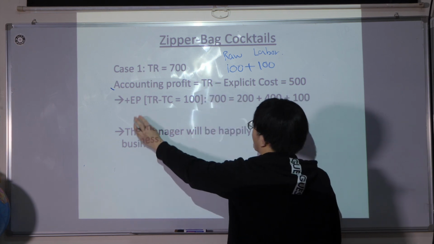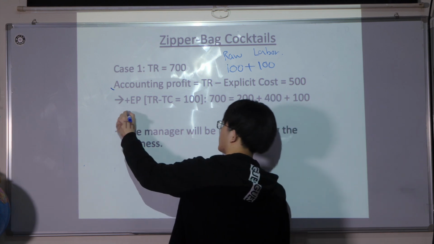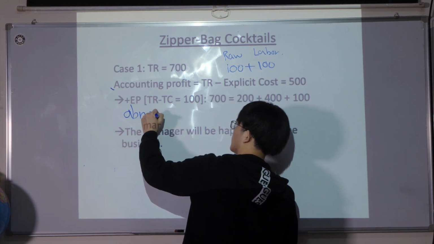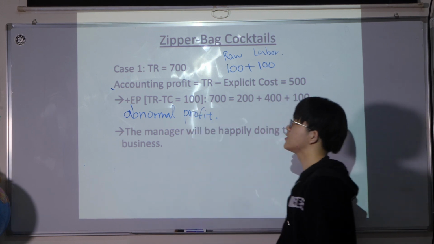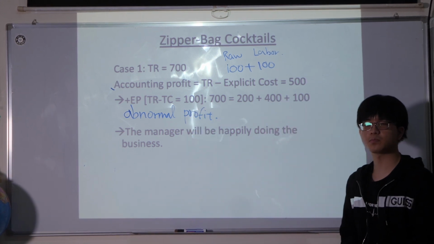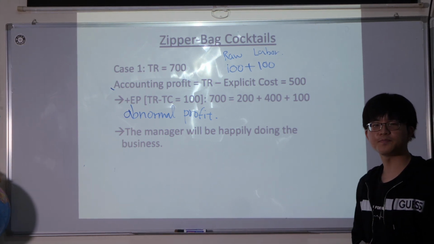So since we have a positive economic profit, we say this is the case of abnormal profit. Therefore, we will be happy to continue our business. Now we will move on to check case 2.